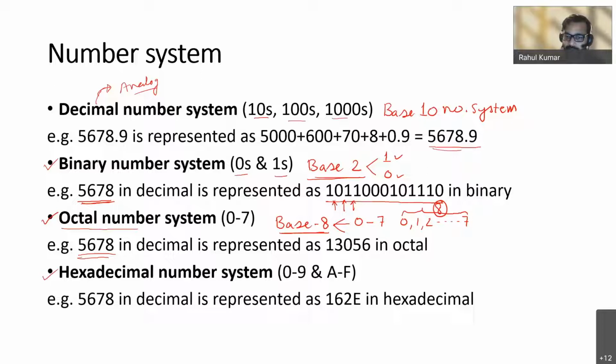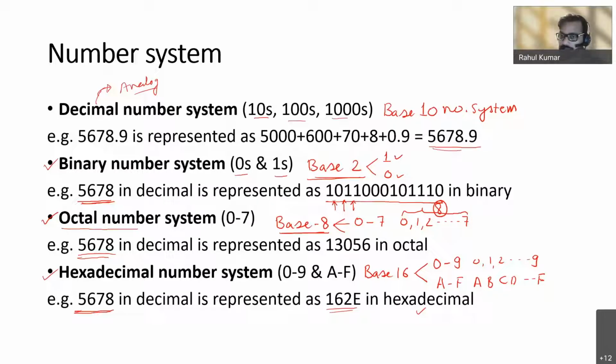Similarly, you have the hexadecimal number system. Hexadecimal is a base 16 number system, right? Any number in hexadecimal can be represented by numbers from 0 to 9, that is 0, 1, 2, and so on up to 9, or by alphabets from A to F. That means A, B, C, D, and so on up to F. The same number 5678 in decimal can be represented as 162E in hexadecimal.